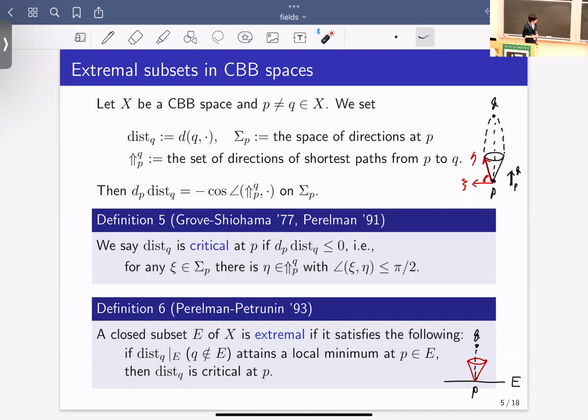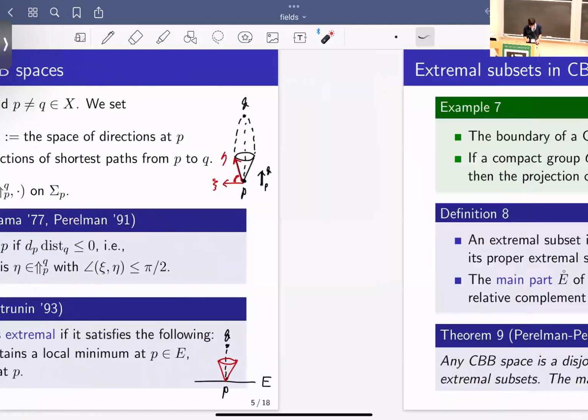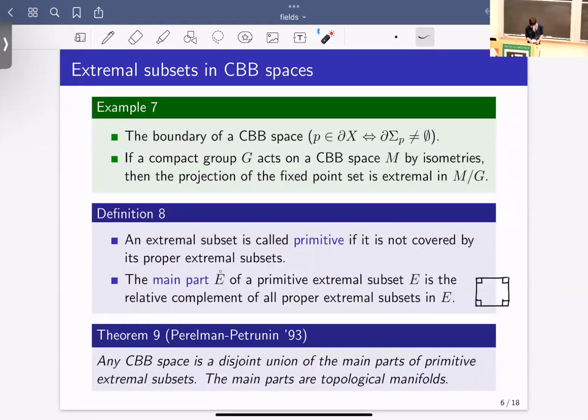But this condition is very technical, so let me give you some examples. First, the boundary of a CBB space is extremal. Here the boundary is defined inductively in such a way that P is a boundary point if and only if its space of directions has non-empty boundary.